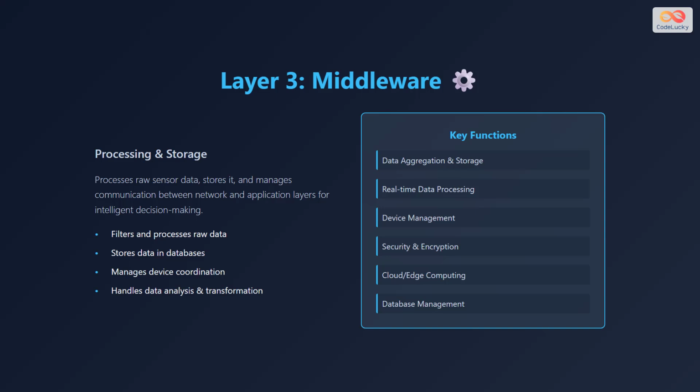The perception layer is the foundation of every IoT system. It consists of all the physical sensors and devices that gather data from their environment. These sensors can measure temperature, humidity, motion, light, pressure, and much more. They convert physical phenomena into digital signals that can be transmitted. Examples include thermometers in smart homes, motion detectors in security systems, and accelerometers in fitness trackers. The perception layer is like the eyes and ears of an IoT system, constantly observing and collecting information.